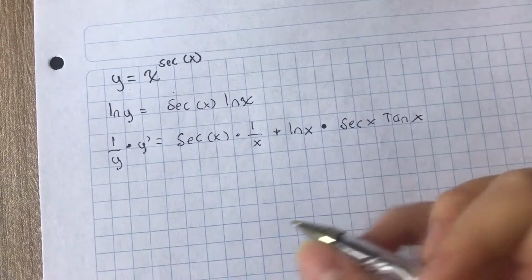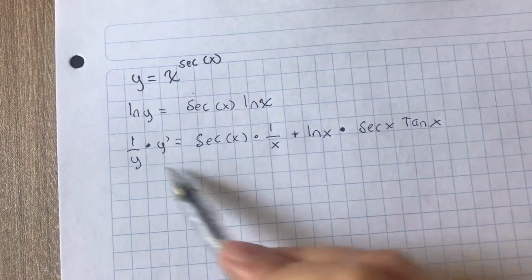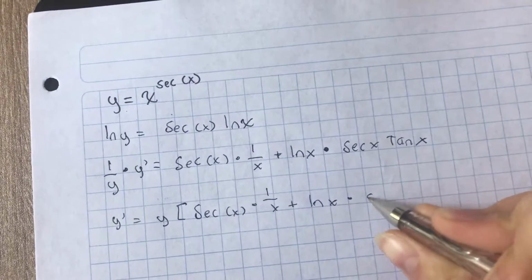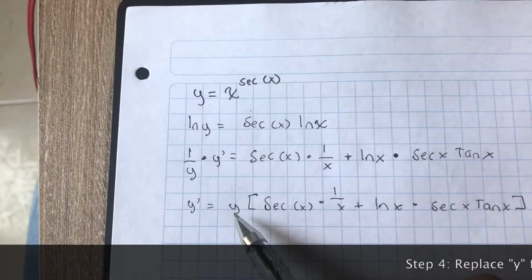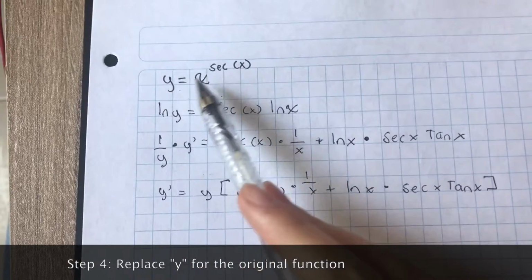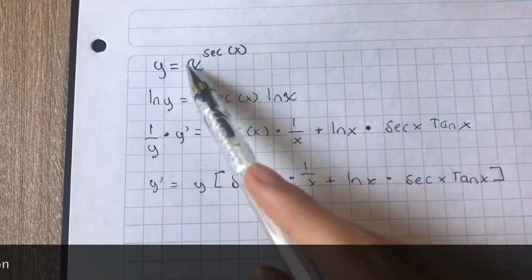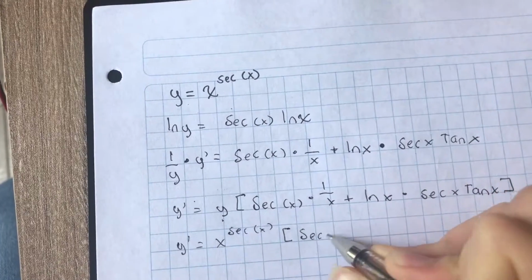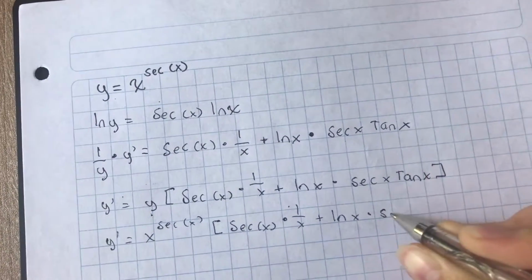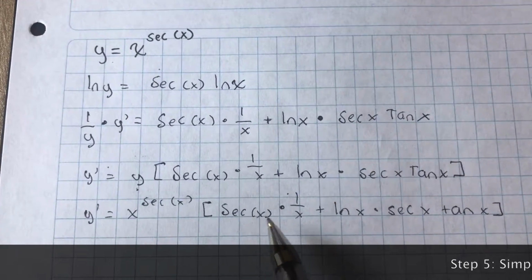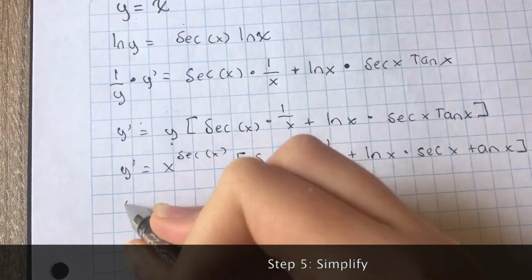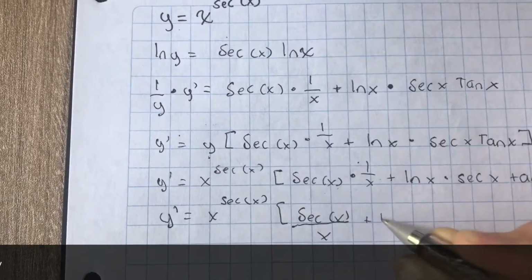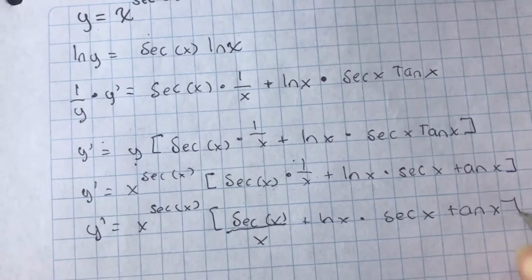To have the derivative of y on the left side, we must pass this y multiplying to the other side. We already have this value of y. It's right here, it's the original expression. So we must substitute the original function for this y in the right hand side. We can simplify a little bit further by multiplying these two. So the answer to the derivative of y would be this.